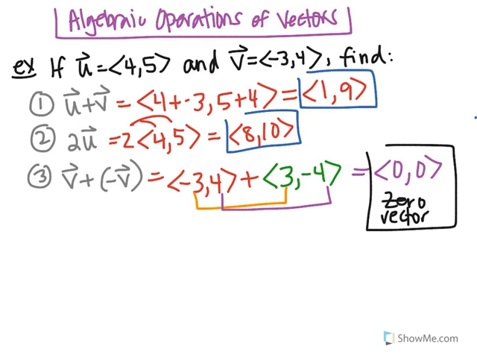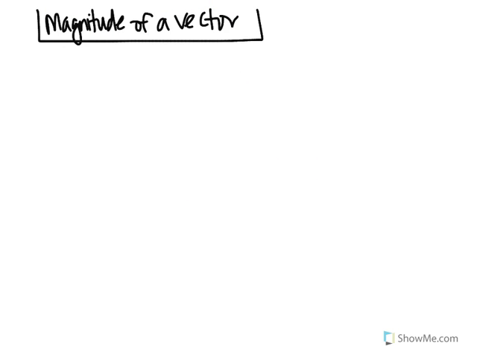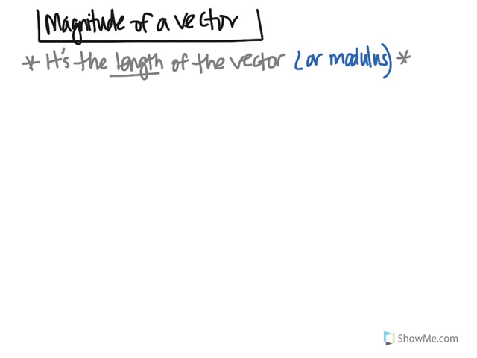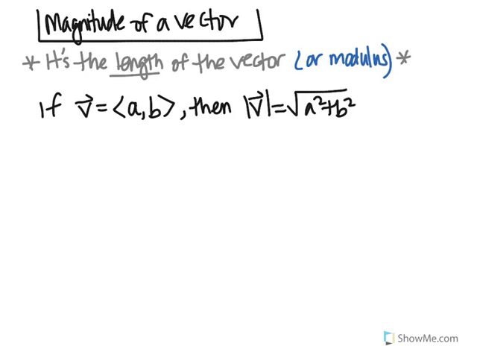Alright, so let's move on to the magnitude or length of a vector. The magnitude of a vector is the vector's length, or the modulus, if you will. So here's the formula to find the length of a vector with components a, b. If we have vector v with components a, b, then the length or magnitude is the square root of each of its components squared and then added together. So we have the square root of a squared plus b squared. It's kind of like finding the modulus of a complex number.